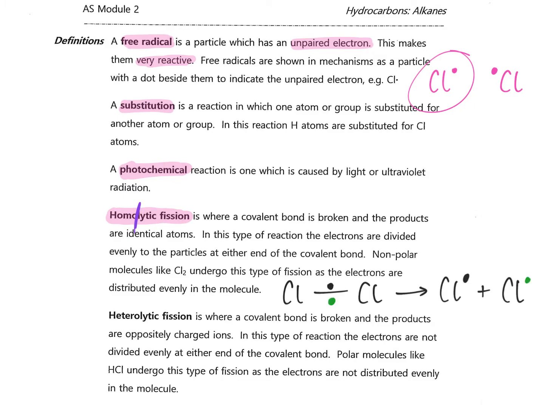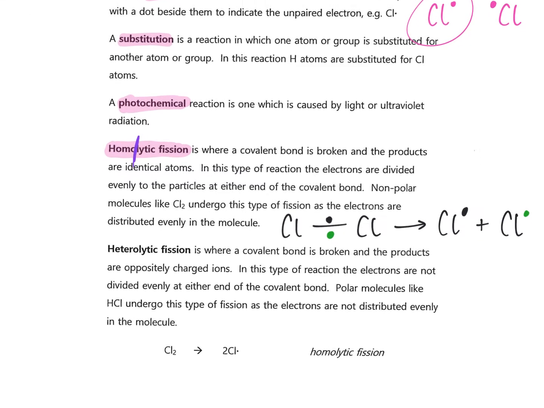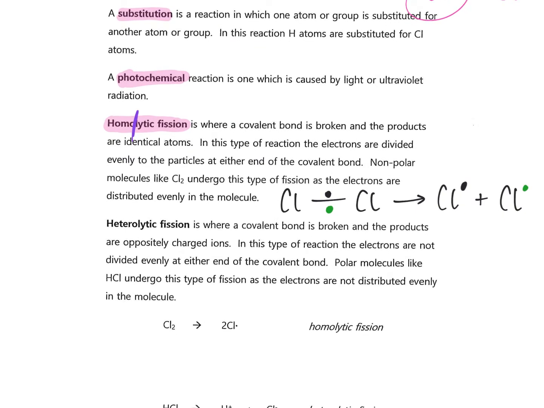So we'll look at this in a bit more detail at the bottom of the page. But essentially, if we had a chlorine molecule with one shared pair of electrons between our chlorine atoms, each of those atoms would end up with one unpaired electron after the bond breaks. And then just to introduce you to this term, heterolytic fission does not happen in this type of reaction, but just to compare homolytic fission with heterolytic fission, that's what we would normally see when a bond breaks. This is what we would be more familiar with. Heterolytic fission is when a covalent bond is broken and the products end up being oppositely charged ions.